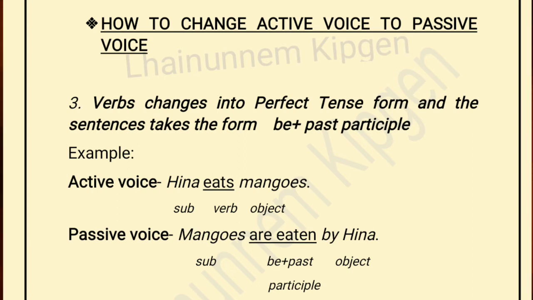So in the rule it says that the sentence takes be verb plus past participle. So we are changing it into, like, mangoes are eaten by Hina. And now let me tell you what be verbs are. Be verbs indicate a state of being, and the verbs like is, am, are, was, were, been, and being are called be verbs.